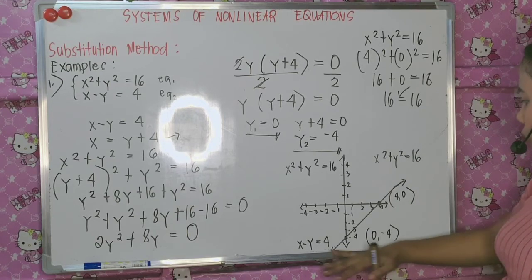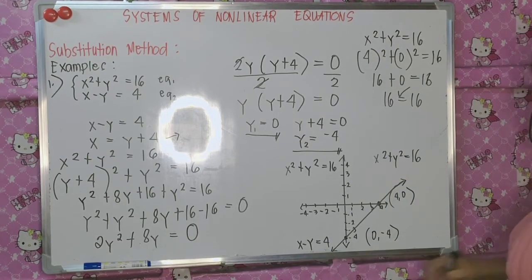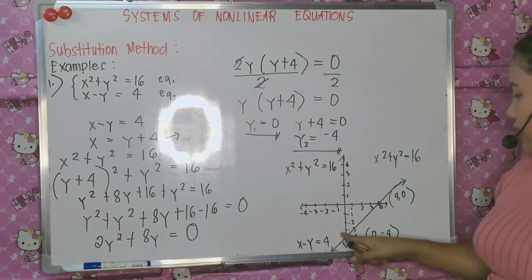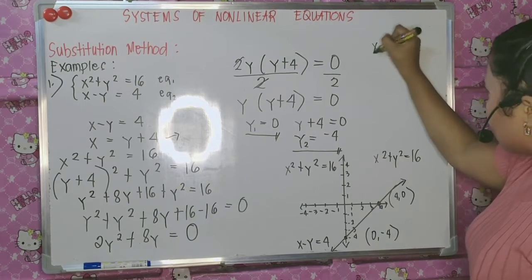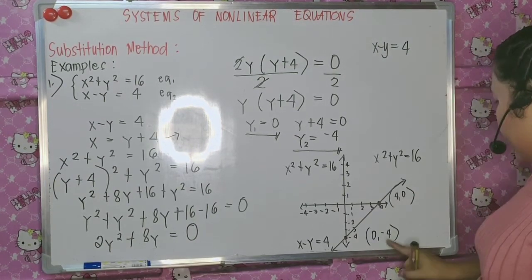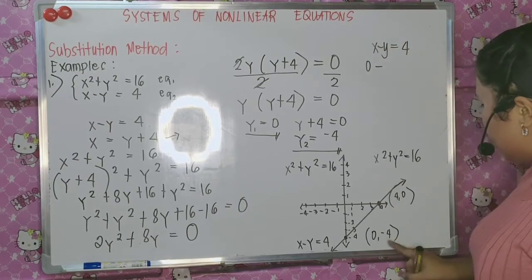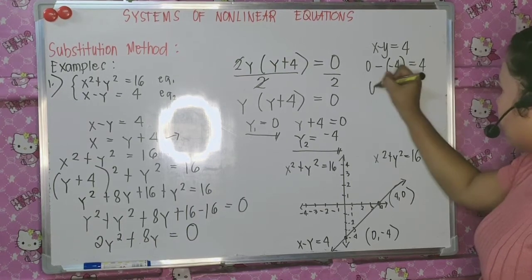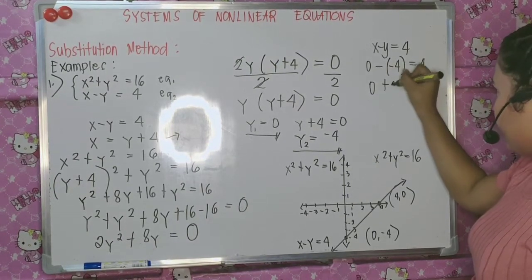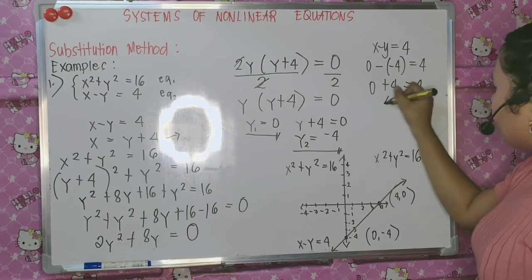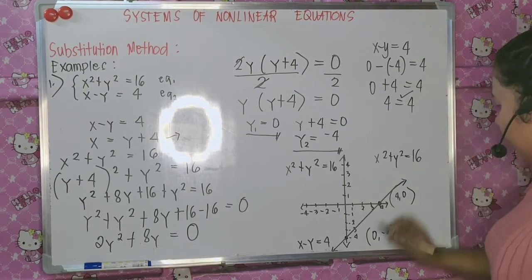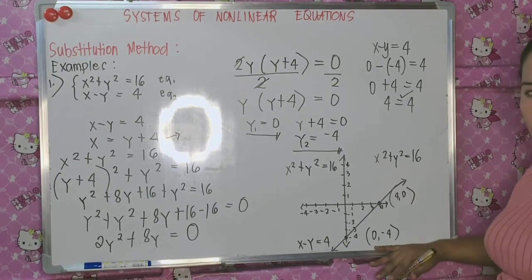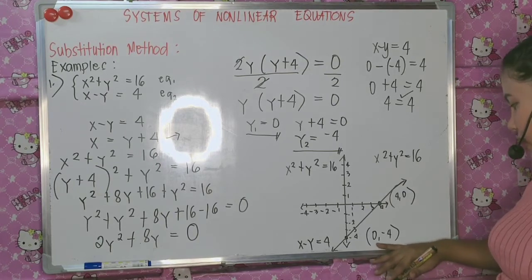Now, itry naman natin yung x minus y equals 4. So, gamitin natin dito is yung (0, negative 4). So, x minus y equals 4. So, yung x natin is 0 minus, negative 4 yung y natin, negative 4, equals 4. So, 0, negative times negative, positive 4, and then 4. So, 0 plus 4, 4 equals 4. So, check. So, meaning, dito po located yung x minus y natin equals 4. So, dito po sa second ordered pair, which is (0, negative 4).